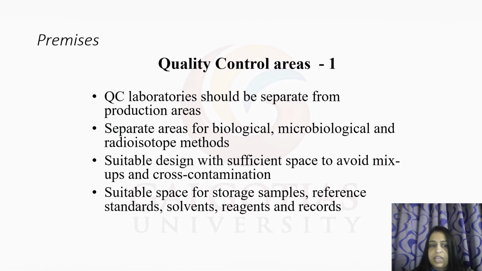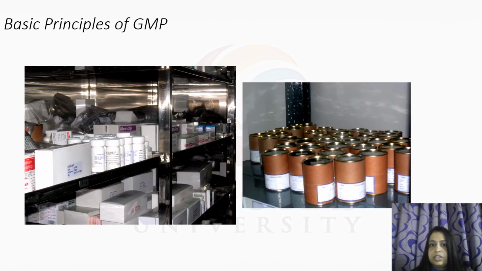Then quality control area 1. The QC laboratory should be separate from production areas. Here we are going to test our products: in-process products are checked, as well as complete products. There should be separate areas for biological, microbiological and radioisotope methods, with suitable design and effective space to avoid mix-ups and cross-contamination, and suitable space for storage of samples, reference standards, solvents, reagents and records. So this is your QC area where the products are kept.